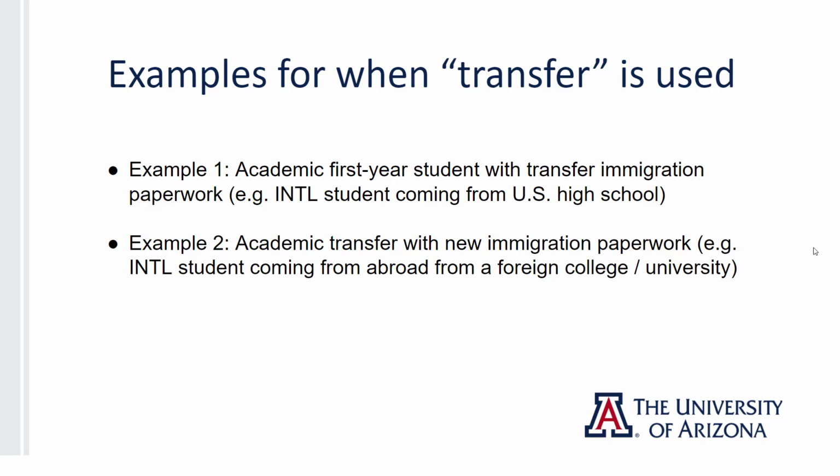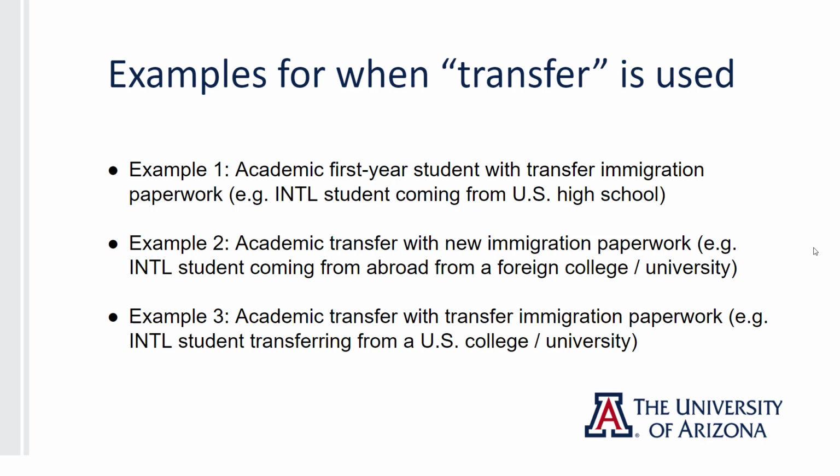In example number two, we can talk about an academic transfer with new immigration paperwork. For example, an international student coming from abroad from a foreign college or university. That can be a common situation where students around the world, perhaps they started their university studies, but decide to transfer or go to the US, in this case to the University of Arizona. Most likely we would consider them a transfer student on academic terms if they have 12 or more transferable units. But for immigration purposes, that student most likely would be getting an I-20 with the purpose of getting a student visa for the first time. So that would be new immigration paperwork that the student would have.